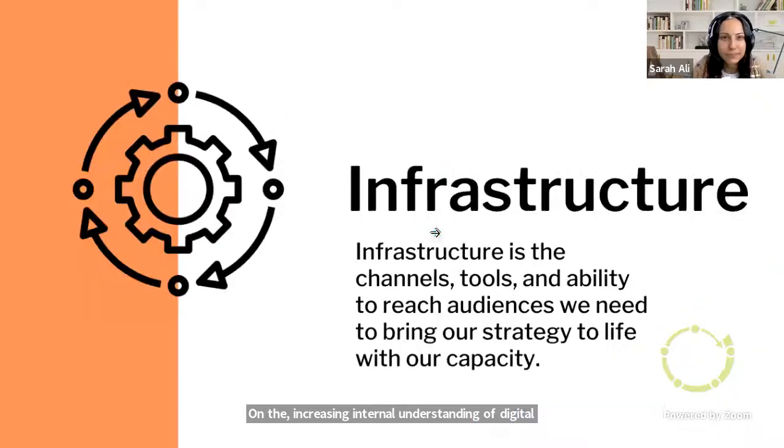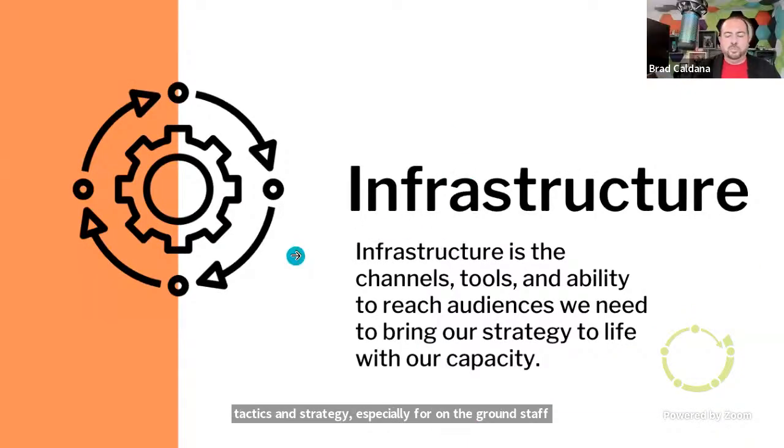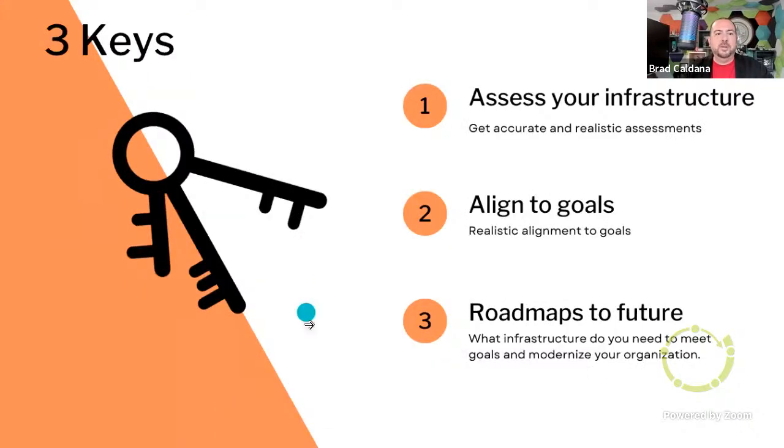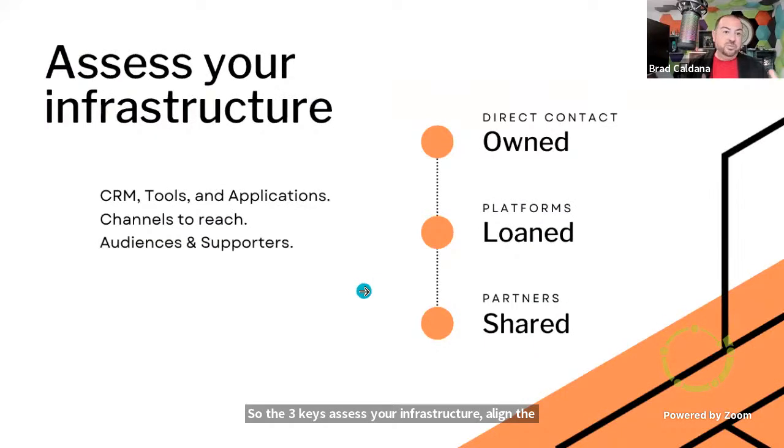Yeah, so lastly, infrastructure. Infrastructure is the channels, tools, and ability to reach audiences we need to bring our strategy to life with our capacity. So the three keys: assess your infrastructure, align to goals, and roadmap to the future. This is one that clearly builds on itself. And so, assessing your infrastructure.